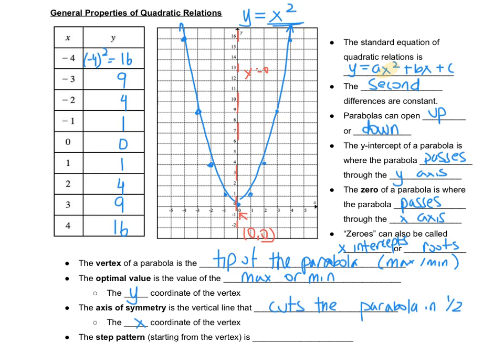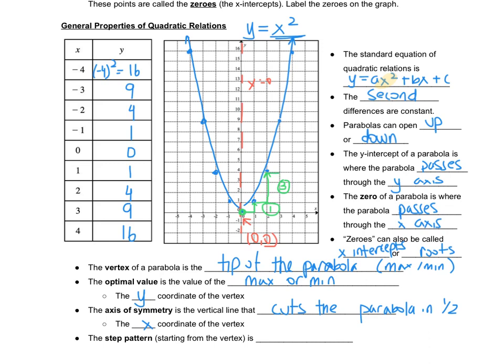Now, the final property is something a little newer. It is called a step pattern, and the step pattern starts from the vertex. So I'm going to go from my vertex, and I'm always going to move to the right or left 1 unit, and then I'm going to see how much I'm moving up to get to my next key point. So when I move to the right 1, I move up 1. Then I move to the right 1, and I move up 3. Then I move to the right 1, and I move up 5 to get to this next key point at 9. Then I move to the right 1, and I'm moving up 1, 2, 3, 4, 5, 6, 7.